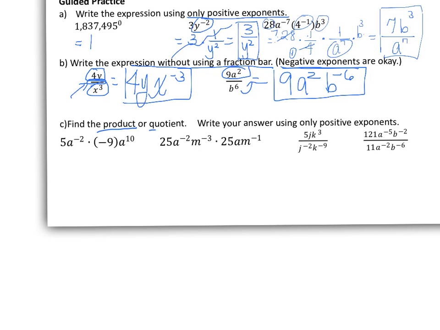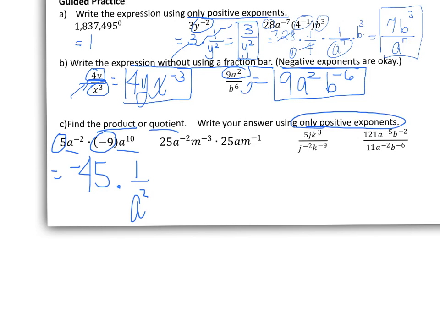Find a product or quotient. Write your answer using only positive exponents. Okay? My strategy is always to first multiply or simplify the coefficients. So I'm going to multiply my coefficients. Now I have a to the negative 2 power and a to the 10th power. Alright, I am going to move a to the negative 2 power to the bottom, since that's what we're learning in this lesson. And then a to the 10th power.